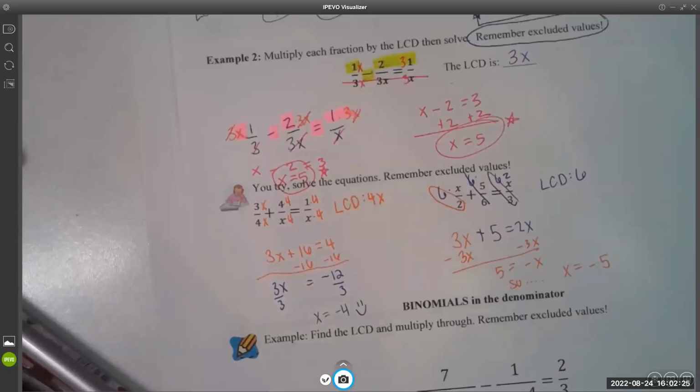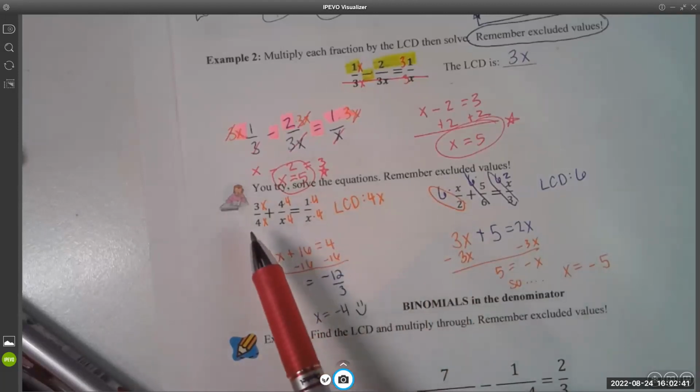Right. So you tried on your own, and this is what I have to compare with. First answer, x equals -4 with happy face, and then second answer, x equals -5. No happy face on this one. I did two different methods.